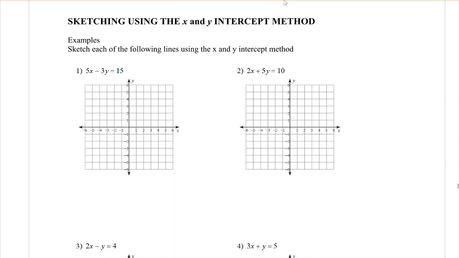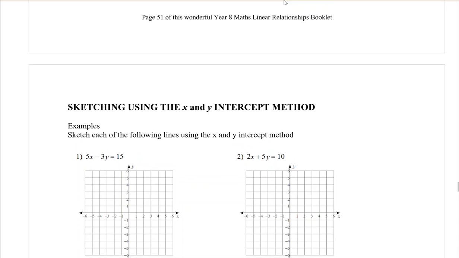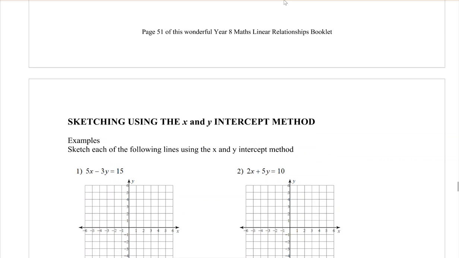So this topic, guys, you ready? Quiet, please. Page 52.